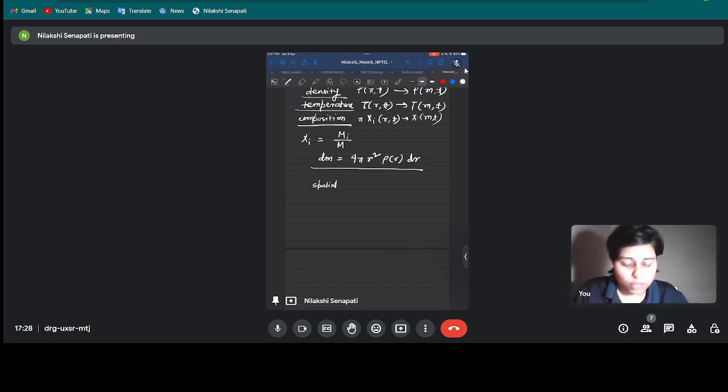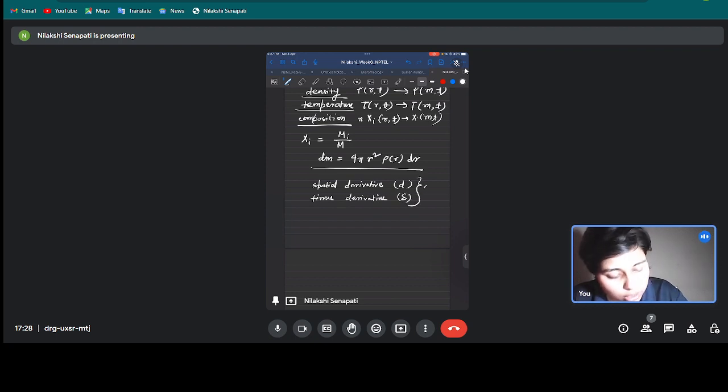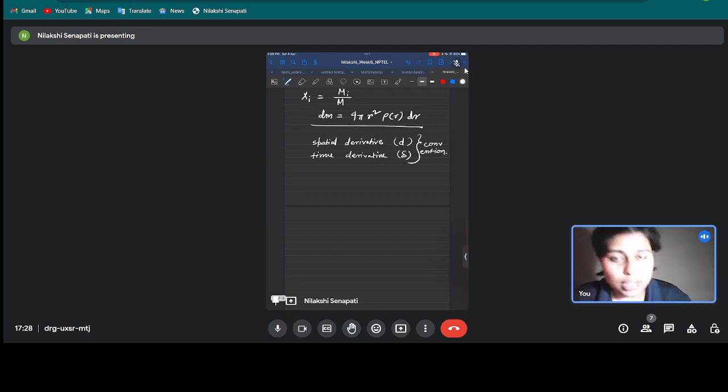Okay. Now some notation that I will write here: when I do any kind of spatial derivative, that means a dx type of derivative, then I will write d. And when I do any kind of time derivative, then I will write it as delta. This is the convention that we are going to use here. Otherwise we will end up in a messy situation. So, is that clear?